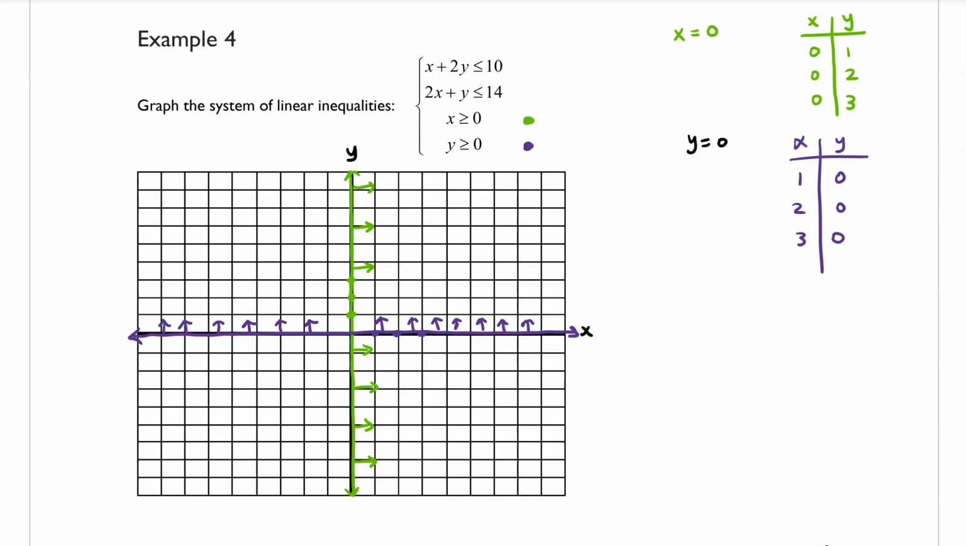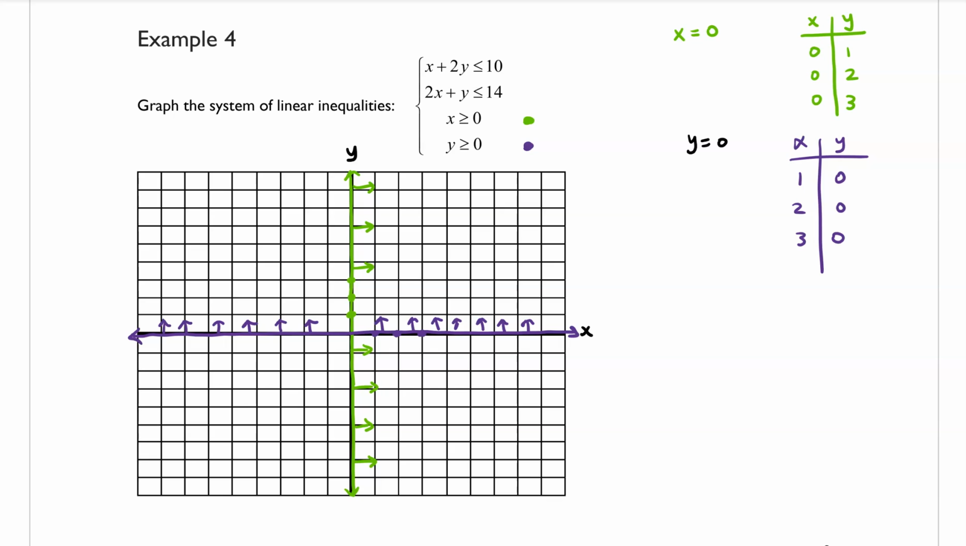Okay, so let's now graph the, oh, I forgot to mention, notice that the green and purple lines are both solid because we have greater than or equal to. And notice out of the four inequalities, all of them are actually going to be solid lines because they're all either less than or equal to or greater than or equal to.